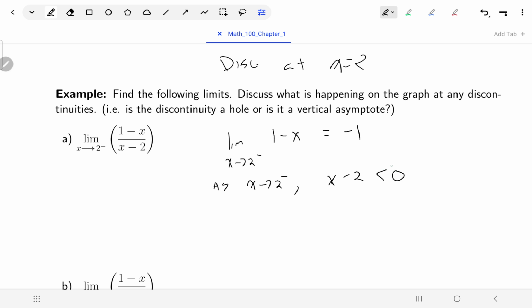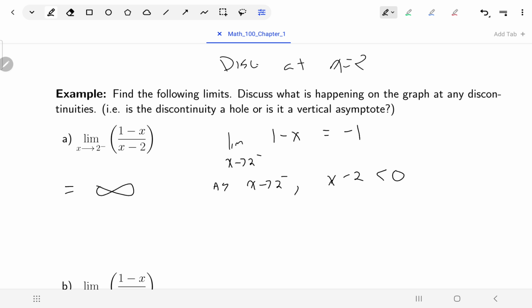So our numerator is negative. Our denominator is negative and is approaching 0. So as x approaches 2 from the left, we're going to wind up with something that is negative over something that is negative, which is going to give us something positive. We're going to wind up that this is diverging to positive infinity.